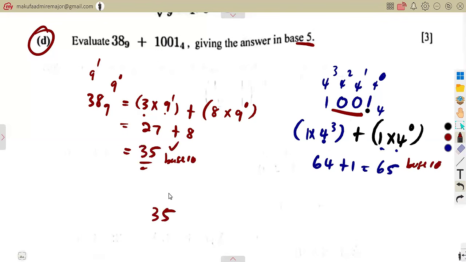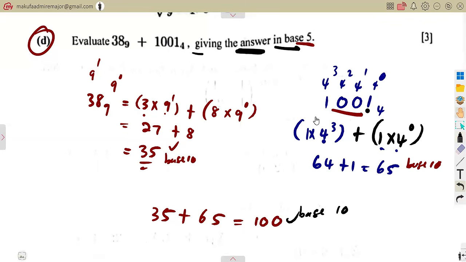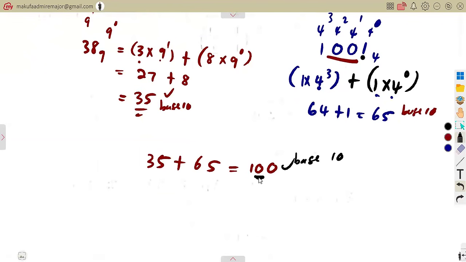So let's add the number in base 10 to the number in base 10. It's easier for us to add these numbers. We are used to these guys. So when you add, it was going to be 100. And this 100 is in base 10. But the answer is needed in base 5. So this answer that we obtained is supposed to be converted to base 5.